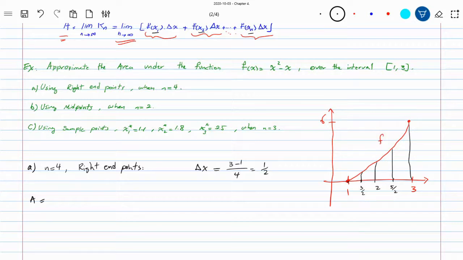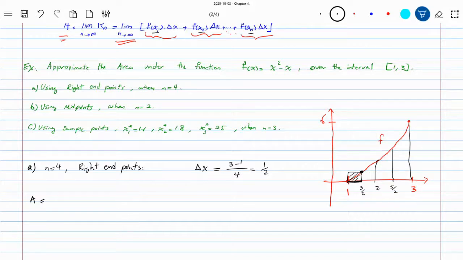And now what you want to find out is the height for each rectangle. Since they say use the right endpoint, so in the first subinterval, I'm going to use the right endpoint. The right endpoint means using this point to approximate the height. So what I am approximating is this area as the area under the curve. You will notice that this is an overestimate.